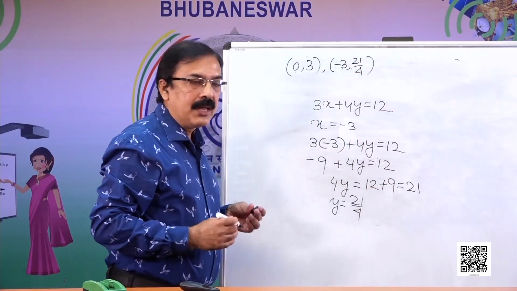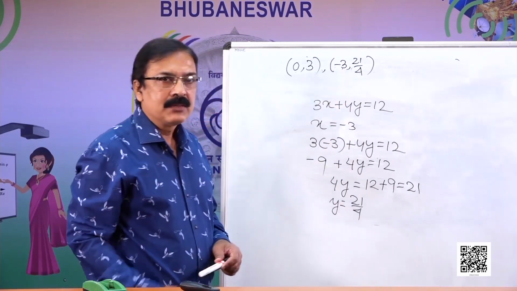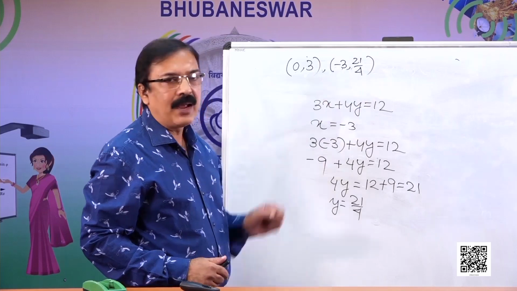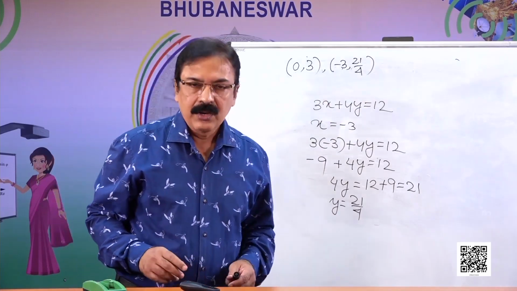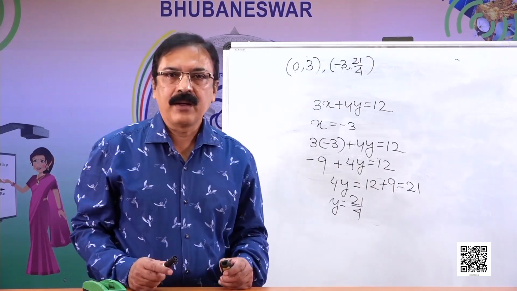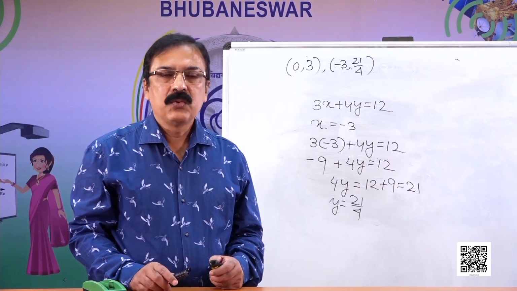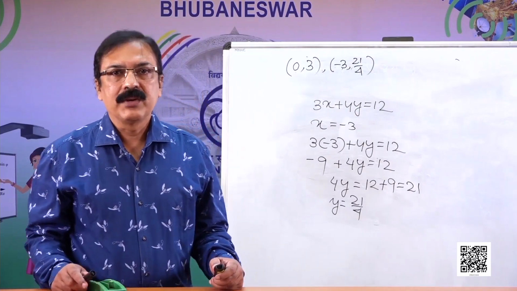So here by putting the value of x, we can have any value of y. It can be of any form, not only an integer, it can be of any form, rational form. So these are the two solutions of the given equation.